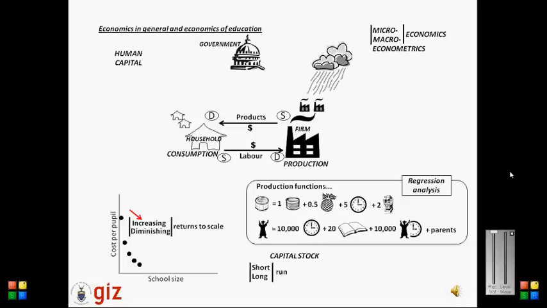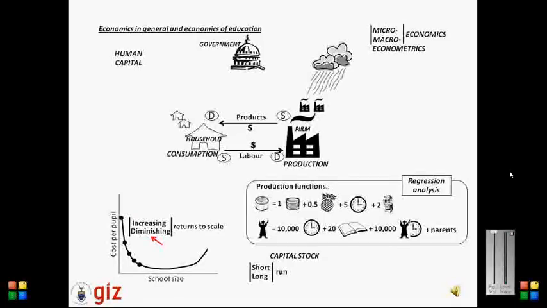But often this does not continue forever. You reach a point when the opposite starts happening. You actually start seeing an increase in the average cost when the school or firm gets too large. The average amount of education per dollar starts to go down. This we call diminishing returns to scale.